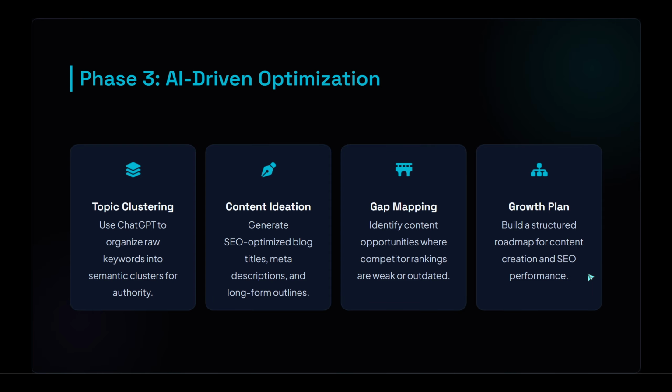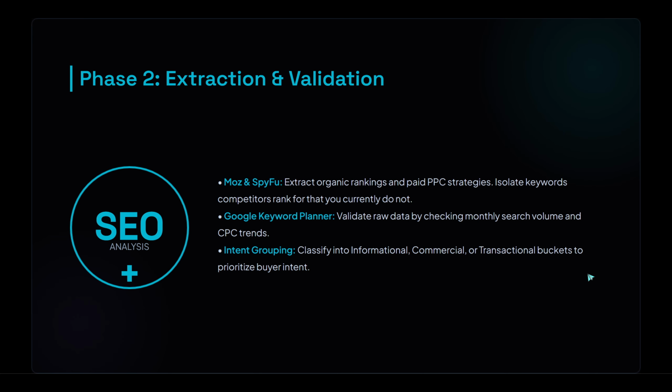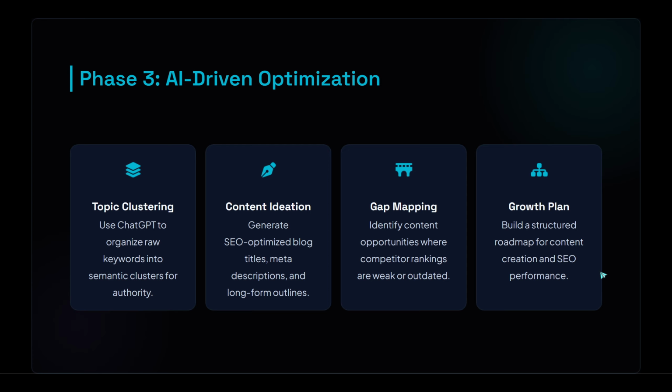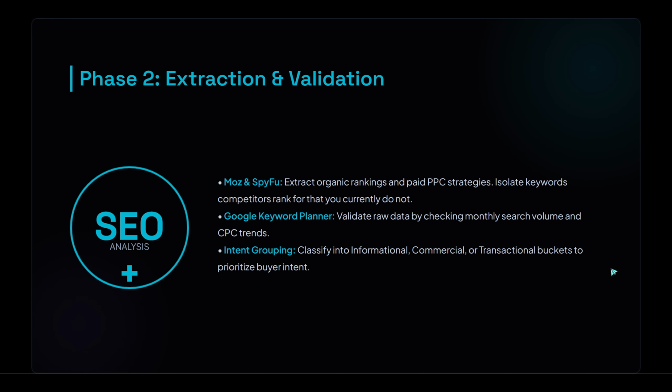Now validate and expand your list. Use Google Keyword Planner to check search volume and CPC. Volume confirms demand. CPC helps indicate commercial value. While validating, discover long-tail variations, longer, more specific phrases that reflect how real users search. Group your keywords by intent: informational for learning, commercial for evaluation, and transactional for purchase-ready searches. Prioritize those with clear buyer intent while keeping a healthy mix to support the full customer journey.